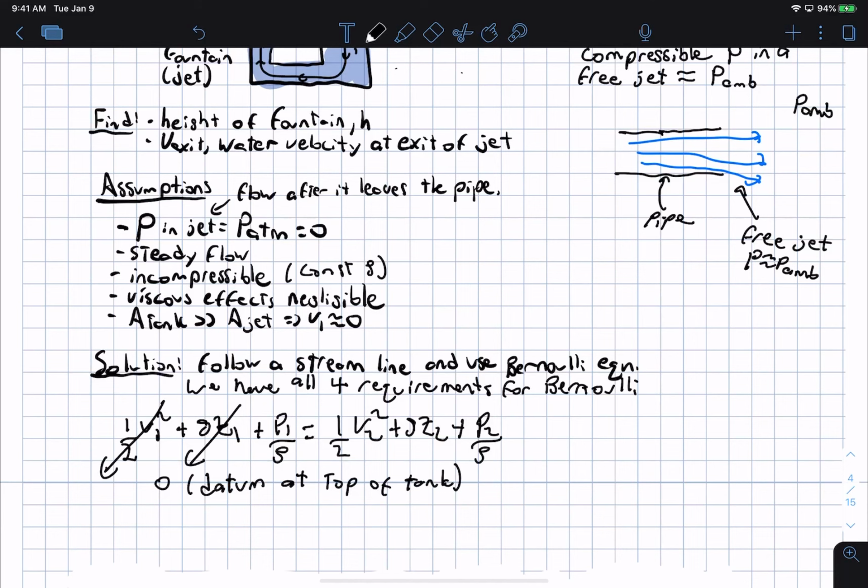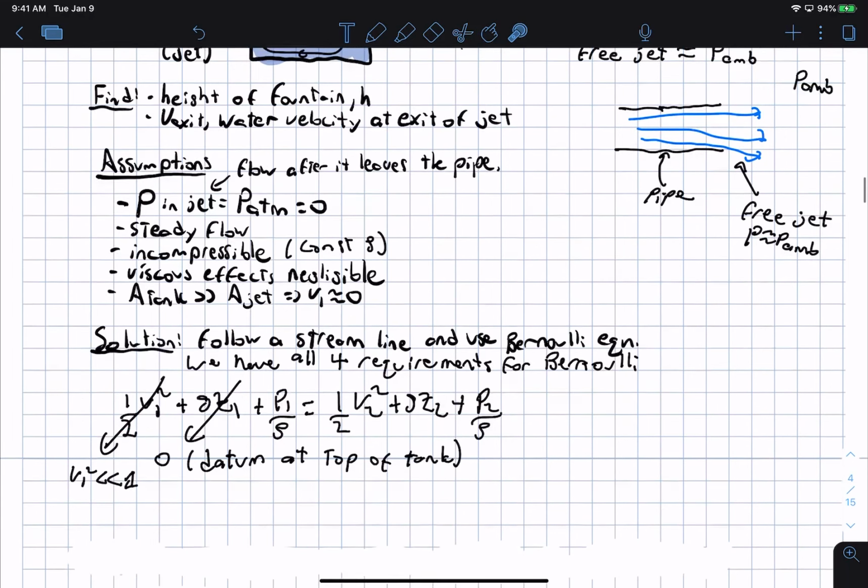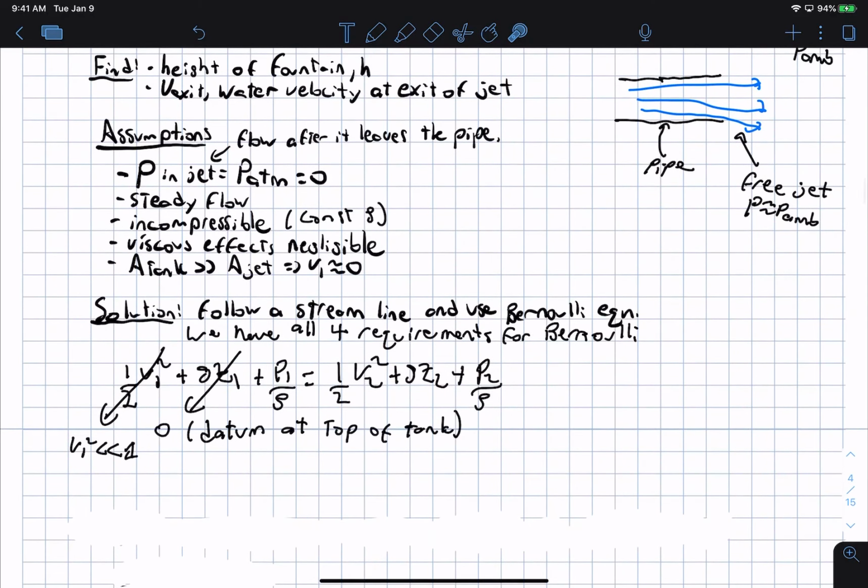Okay, and we argued that basically V1 is small. Because of that, we can say that V1 squared is much less than 1, and so that's going to be much smaller than this term here. So we don't need to worry about it. We don't know enough about state 2 yet, since we haven't picked one, so we can't simplify the right-hand side any further yet.